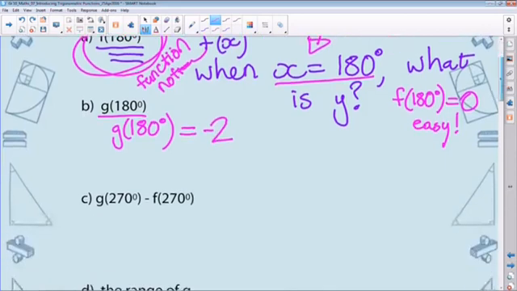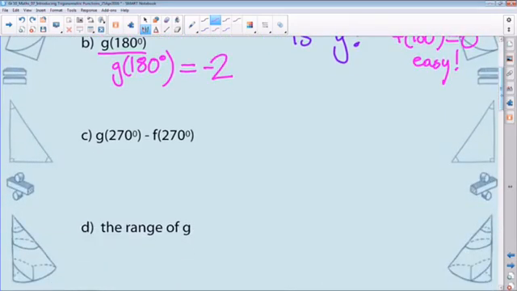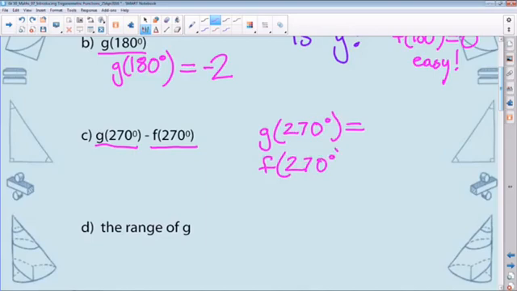Now this is where most people start to panic. G of 270 degrees minus f of 270 degrees. Well, let's treat them as two different problems first. Let's find out what g of 270 degrees is equal to and what f of 270 degrees is equal to.